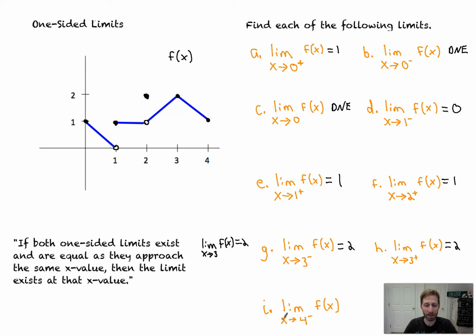Last but not least, the limit as x approaches 4 from the left. From the left side, we approach a y value of 1. Notice I didn't ask this question, but if I had, the limit from the right side would not exist because we can't approach from that side. That's it. Let's go on to the next little bit.